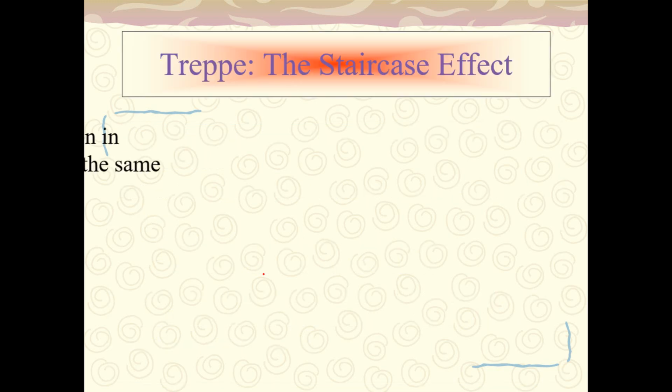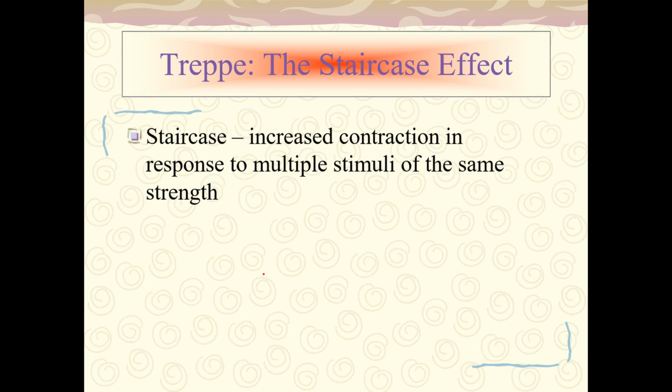So the staircase effect, or treppe, is that we're going to see increased contraction in response to multiple stimuli of the same strength. What that means is I throw a punch, it's going to have a force of X. I immediately throw another punch, it's going to be slightly greater than X. Throw another punch, it's going to be slightly greater than that, so on and so forth. So the force of the contraction is going to increase even though the stimuli is the same strength. Why does this happen?